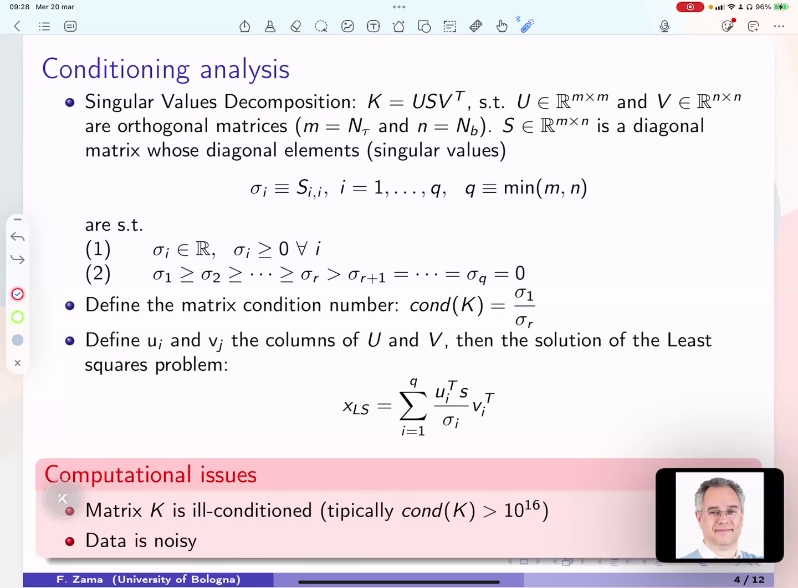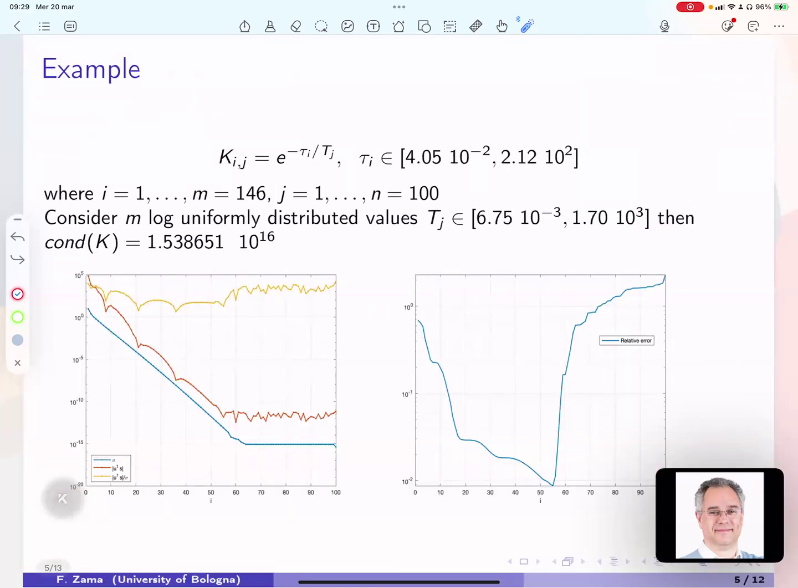difficulty in the solution of these least square problems, especially when we have noisy data. You see from this part of the decomposition that when S is corrupted by noise, this noise has as a denominator sigma i, and so the contribution from the smallest singular values ends up amplifying the contribution of noise. This is what we know from the classical solution.